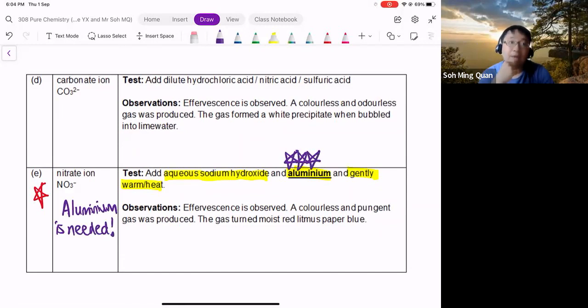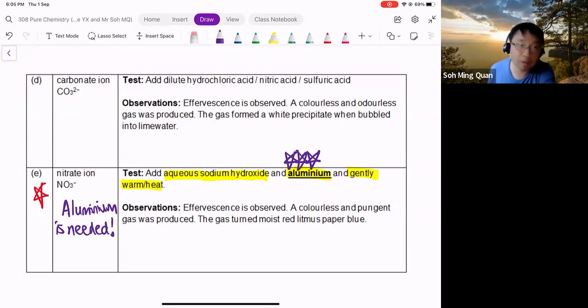Okay? This is how you learn things, to memorize things better. You look at what's the special attribute, the special characteristic of the test. Nitrate ion test requires aluminium. Okay? So you should see ammonia gas being formed. You can't see it with your eyes, you have to test for the gas. How do you test for ammonia gas? You place a piece of moist red litmus paper at the test tube, and then the gas will turn moist red litmus paper blue.